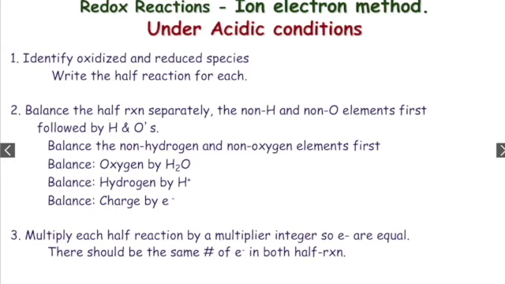They have to cancel. The other thing you will notice when you do this method is that the electrons are going to be on opposite sides. It's going to be natural. So if the electrons are on the reactant side, then that's the reduction reaction, because an electron on the reactant side means that the species is going to accept that electron and get reduced. If the electrons are on the product side, that's the oxidation reaction, because that species is going to be giving up electrons and releasing them to the other half reaction.